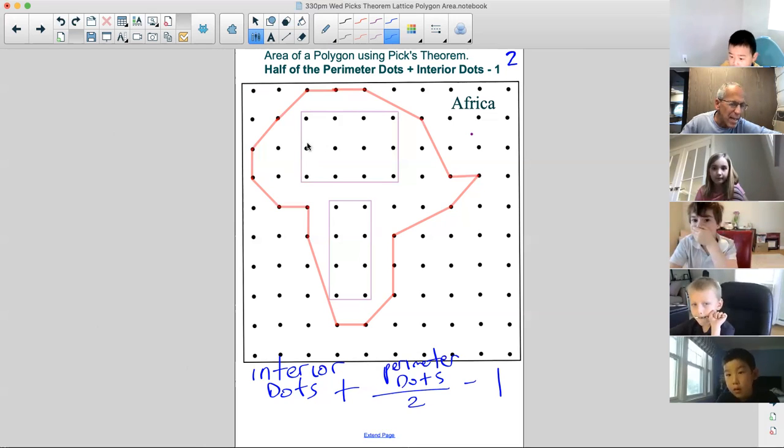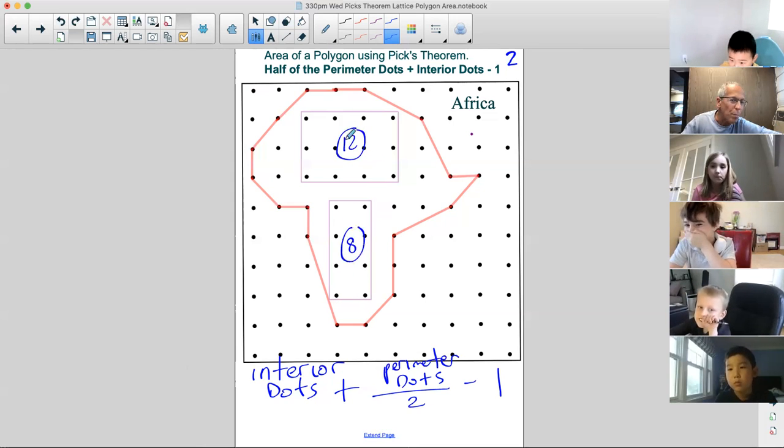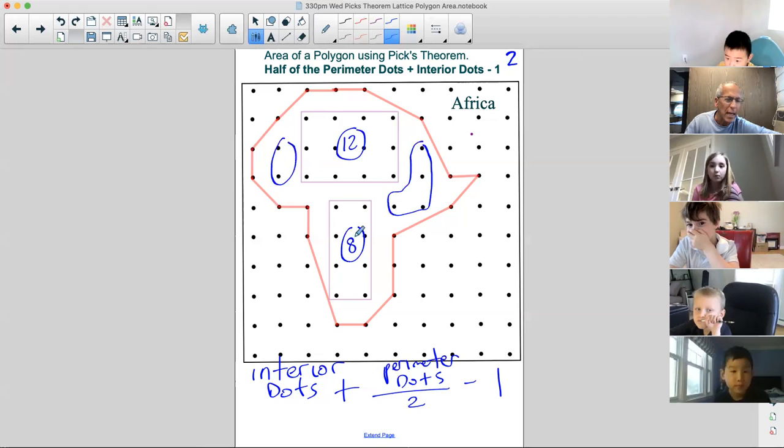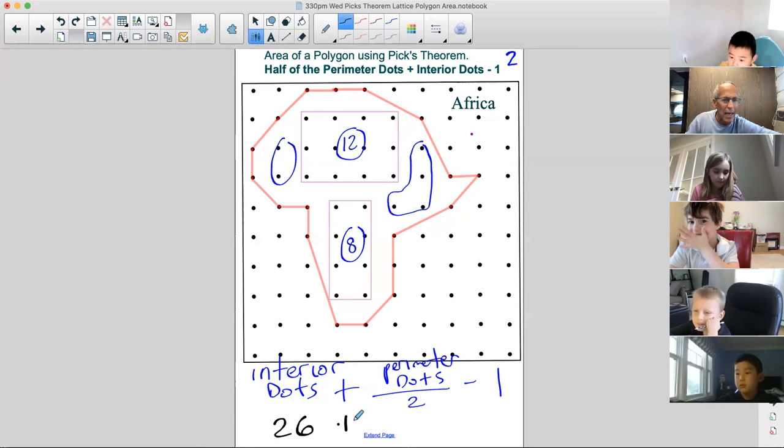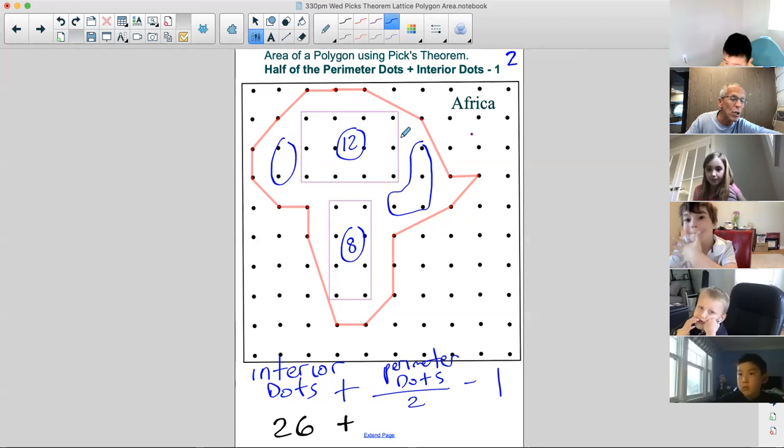Well, guess what I did, guys? I looked at this as a 3x4 array, and I know that that's 12. I know this was a 2x8, and that was 8. 12 plus 8 is 20. And then all I had to do was add on 6 more. And I agree with you 100%. 26.